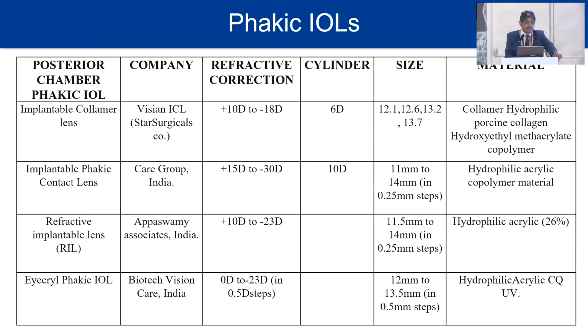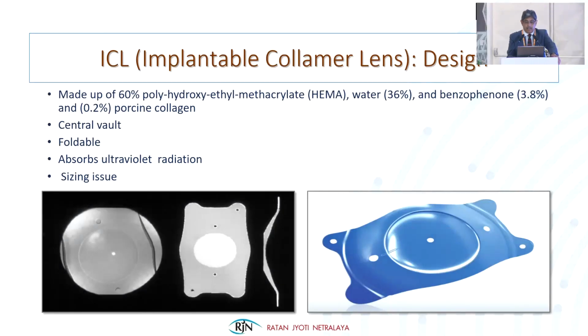Another is from the Appasamy group, which can correct from plus 10 diopters to minus 23 diopters, with sizes in various steps from 11.5 to 14 millimeter. And lastly is the iCryl from Biotech, which can correct from 0 diopters to 23 diopters in 0.5 diopter steps, and the size from 12 to 13.5 millimeter. All these three lenses are made of hydrophilic acrylic material, with which the IOL is also made.